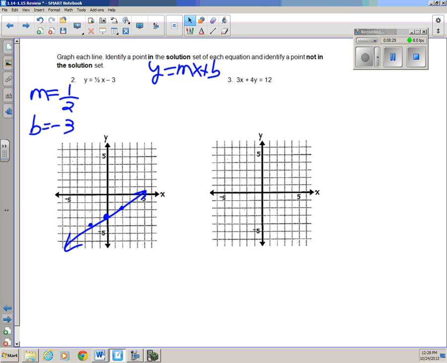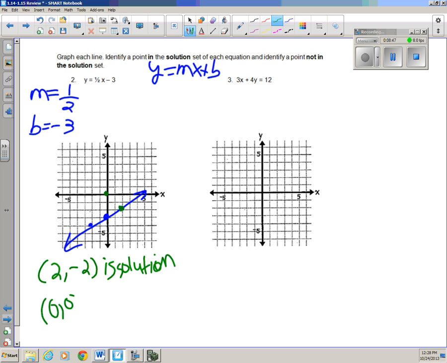If I want to think about a point that is a solution, I'm just going to pick this point right here. That point right there is 2, -2. So 2, -2 is a solution point. And maybe I'll pick the origin, because 0, 0 is not a solution. Remember, it just has to be on the line to be a solution, not on the line to not be a solution.